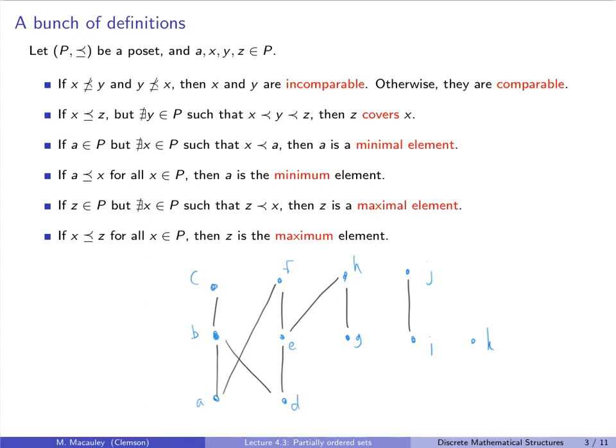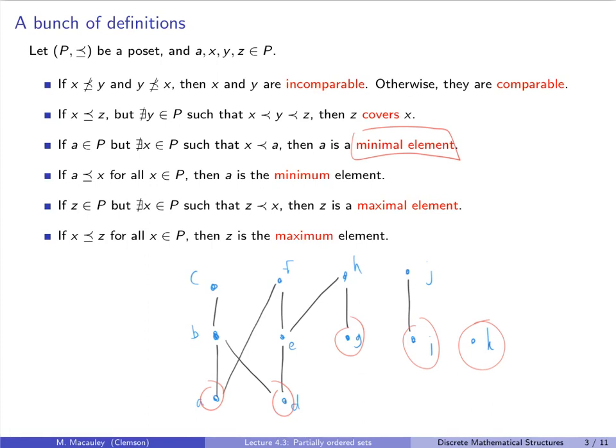Okay, what about minimal elements? I'm going to use red for this. A minimal element is an element such that there is nothing below it. So minimal elements are going to be the ones at the bottom: A, D, G, I, and K.